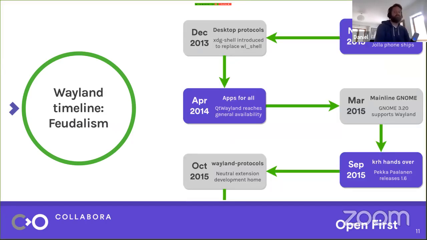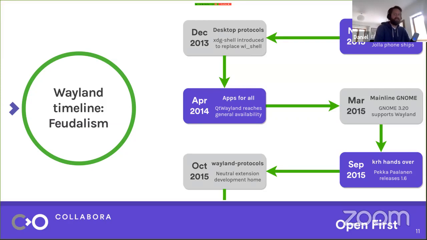Moving on through into 2013, so the project is now 5 years old at this stage. We're starting to see phones ship with Wayland. We have the XDG shell desktop protocol introduced, given that the original wl_shell was only ever meant to be a stopgap. We had Qt Wayland and the Qt client-side Lighthouse stuff announced as general availability and being shipped out and used by real customers.